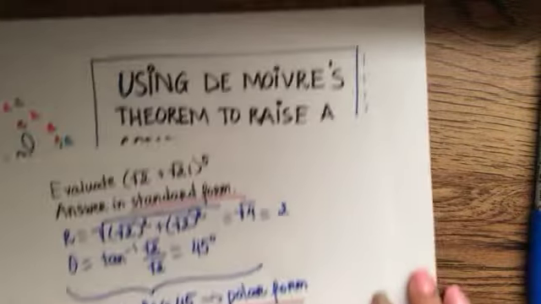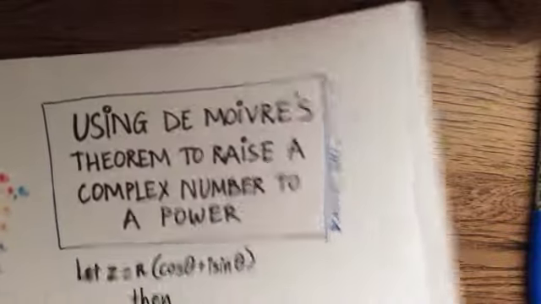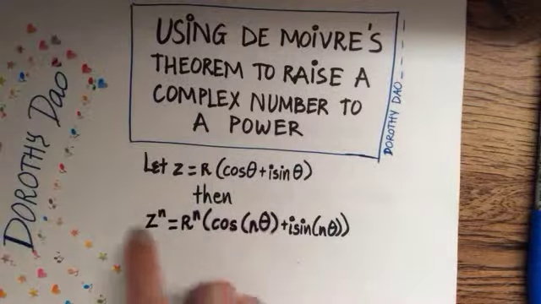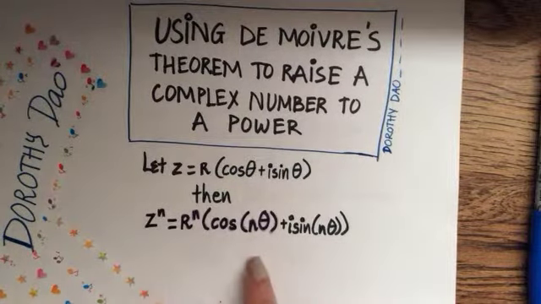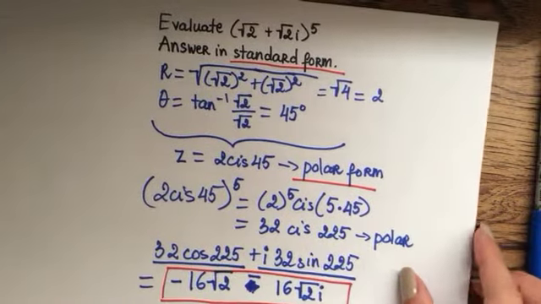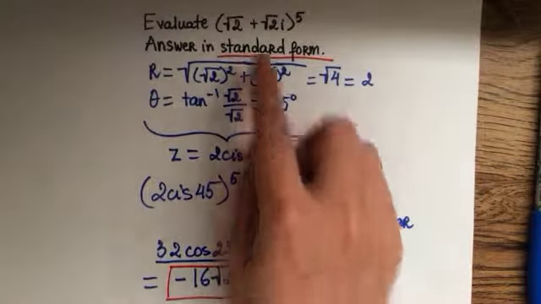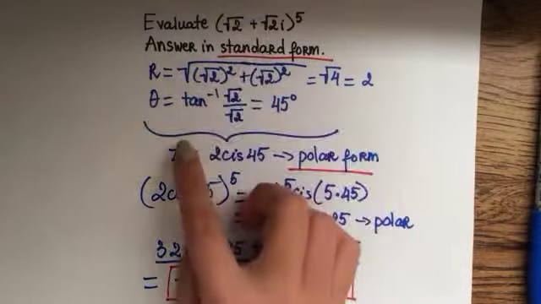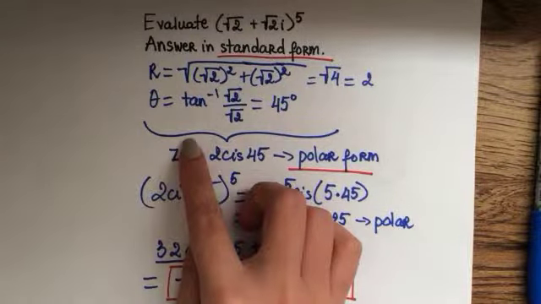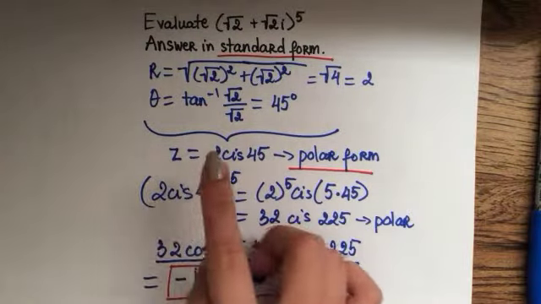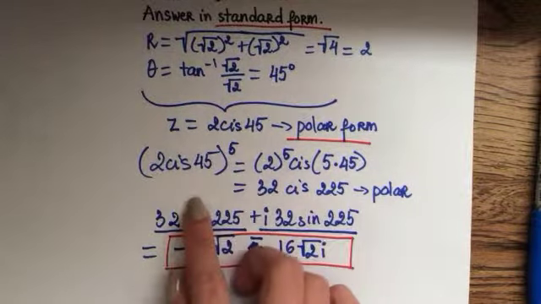Okay, so we finished the first part, which is using De Moivre's theorem to raise a complex number to a power. This formula right here is literally all you need to use, but your number needs to be in polar form for you to use it. This is how you solve the problem. If your number is not in polar form, you need to translate it into polar form. So you need to find your r and your theta, and then put it into polar form. Then you can start with your problem.